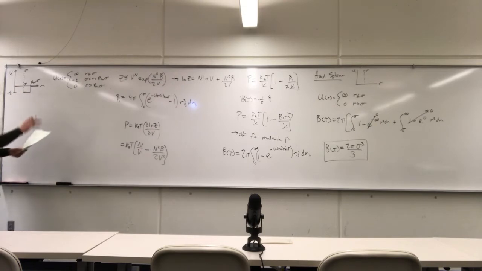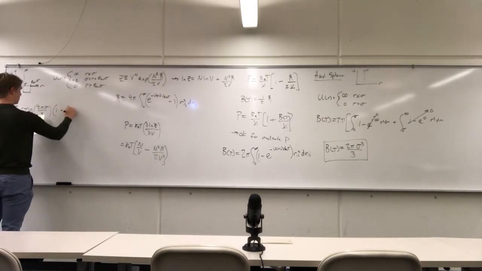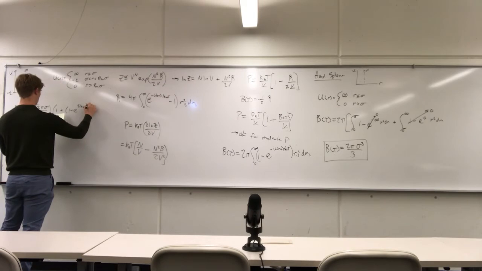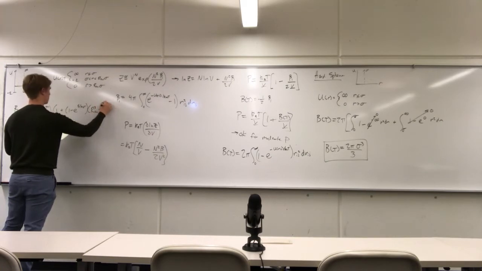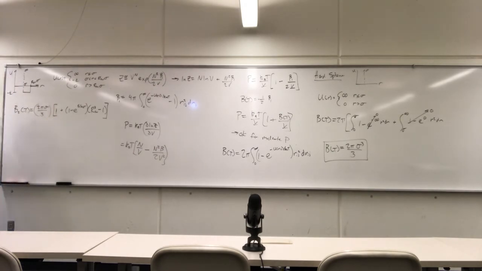So in lieu of actually going out through the math, this is quite a bit more complicated to evaluate. The second virial coefficient looks like this. Okay. Not terribly complicated, but a little more complicated of a function.